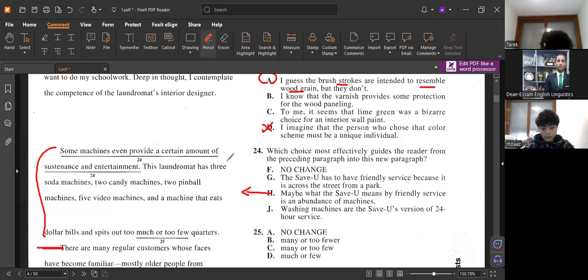Now we need to know why F is wrong. It mentions in letter A an amount of sustenance and entertainment. But here we don't have anything about fun or enjoyment or entertainment or sustenance at all. So it's wrong. He said here it has to have friendly service, but it doesn't talk about that. But it mentions here machines, and the abundance of machines means many machines. Abundance means a lot of.